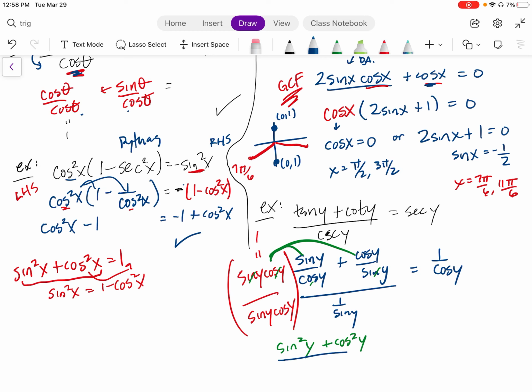Sine squared and cosine squared is 1. I could already see that 1 on the numerator. Okay. When I do the denominator, sines cancel, so I just get cosine. So are we done? Yep. Numerator is 1, denominator is cosine y, which is secant. Done.